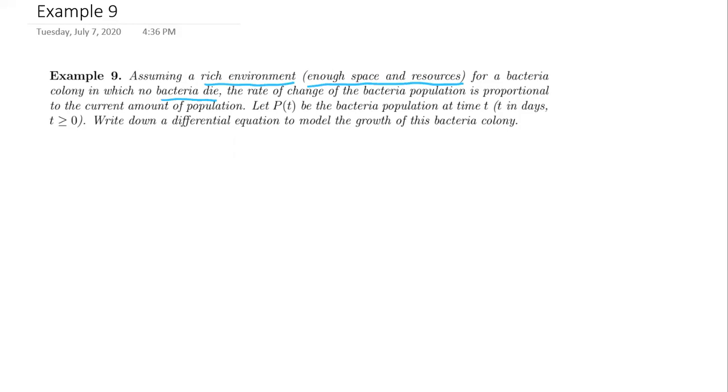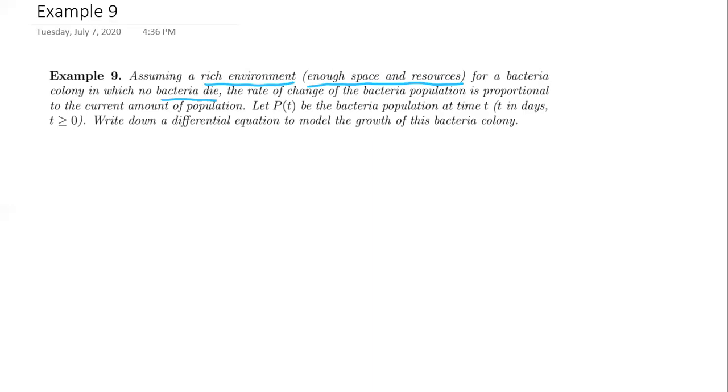So what's the model going to be? Well, we're going to have to come up with it, and the model is going to come from a differential equation. We're going to write a differential equation that models this population growth. Now, given these two assumptions, rich environment and no deaths, what you can conclude, and I'm not going to prove this, you can read it up online if you want, is that the rate of change of the bacteria population is proportional to the current amount of population.